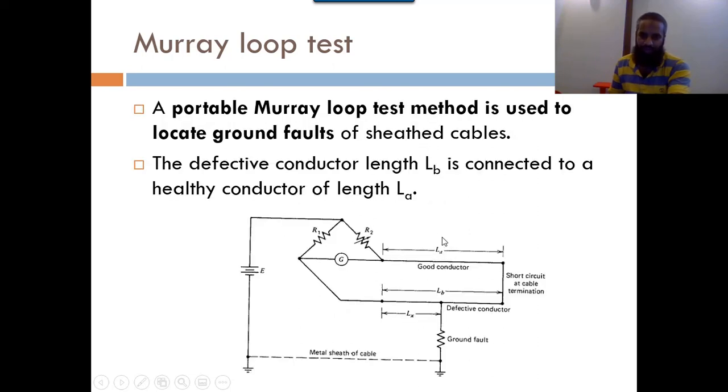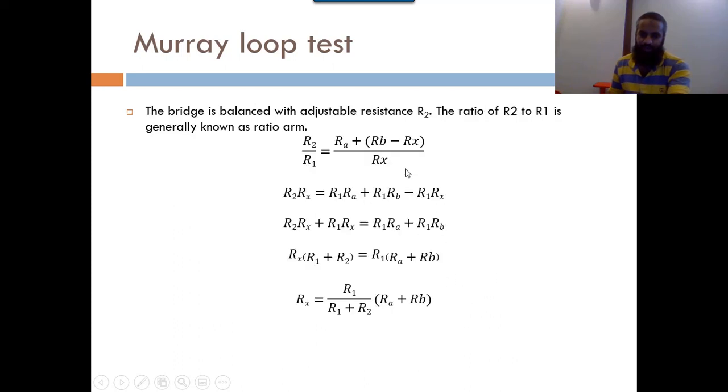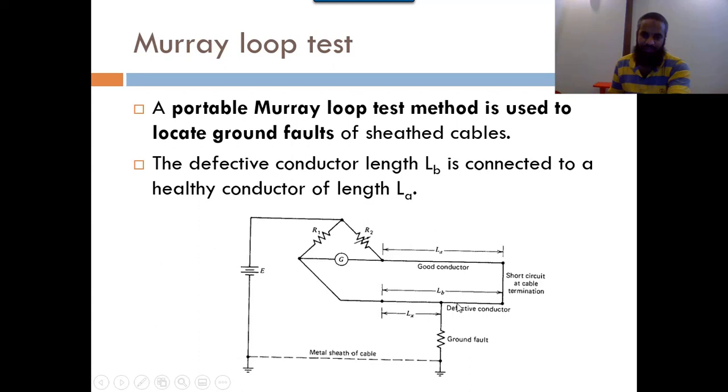Look at this one. We have the resistance of LA as RA, the resistance of LB as RB, and the resistance of LX as Rx. So the overall resistance of the upper side would be RA plus RB minus Rx, and the overall resistance of the lower side is Rx.